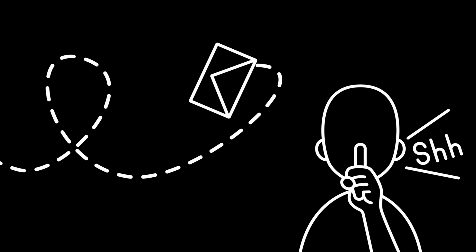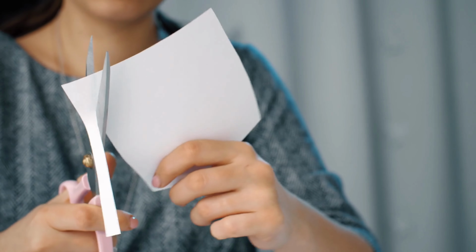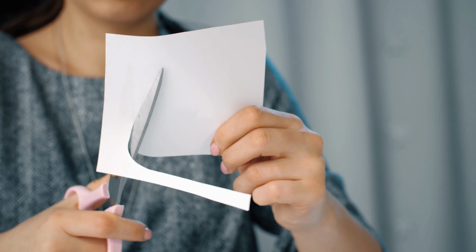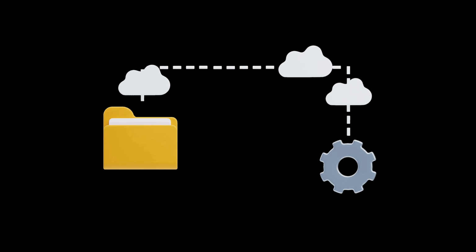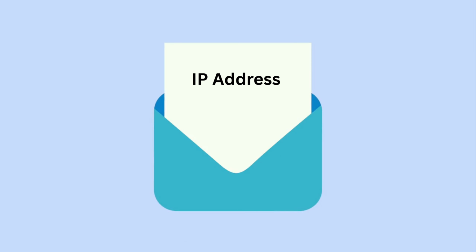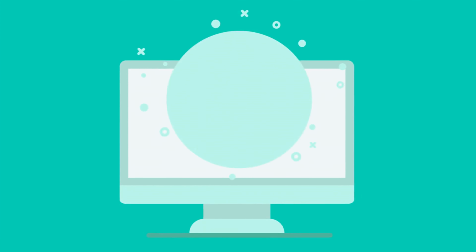Now imagine you want to send a secret message to your friend. Instead of writing the whole thing on one piece of paper, you cut it into tiny pieces like a puzzle. This is how the internet sends information in small chunks called data packets. Each data packet has an address label, like an envelope. This address is called an IP address, and it tells computers where to send the data.